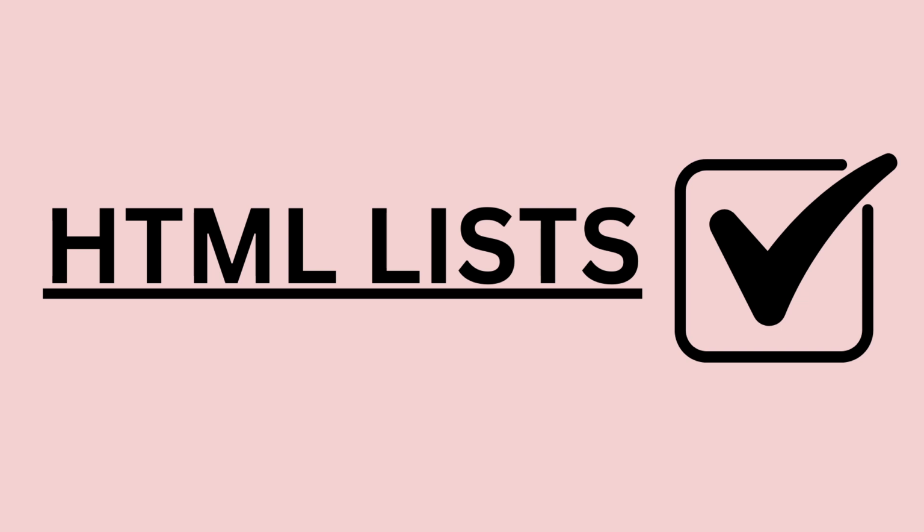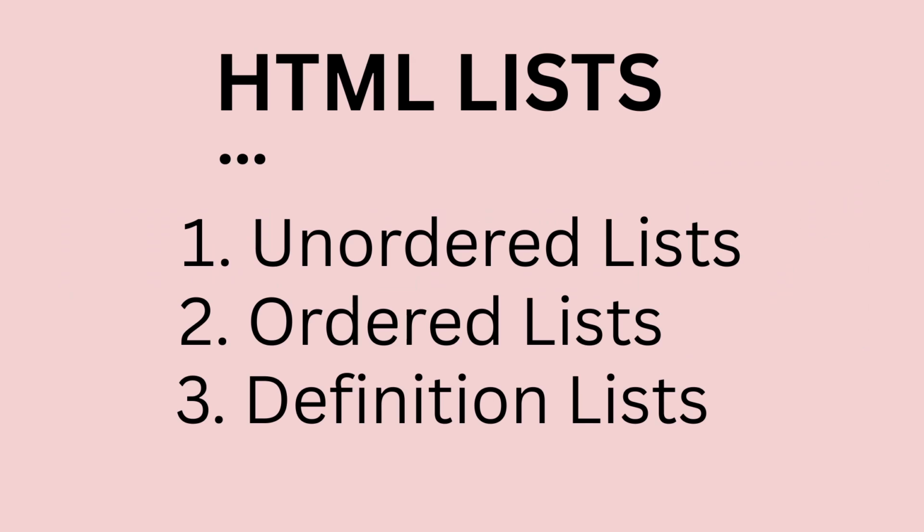And so in HTML, lists are grouped into three. Number one is called the unordered list. Number two is called the ordered list. And number three is called the definition list. Now we will explain each of them individually and we will code each of them individually.